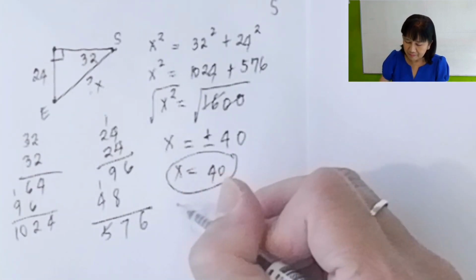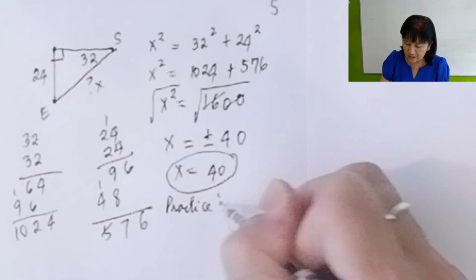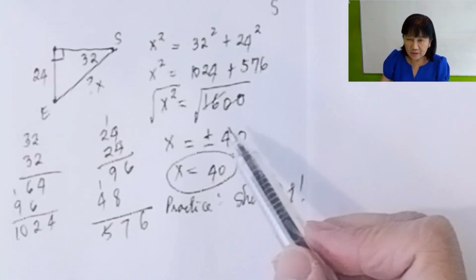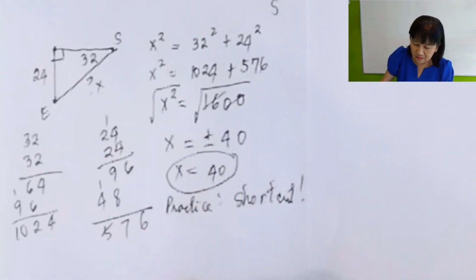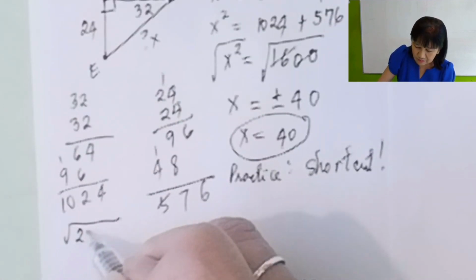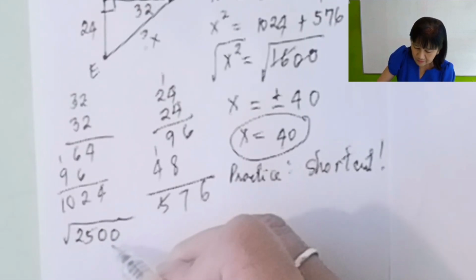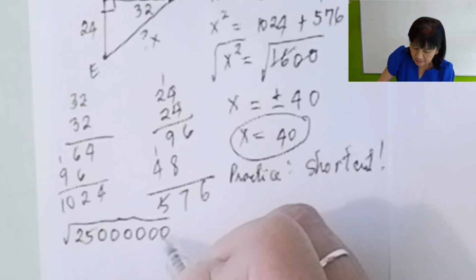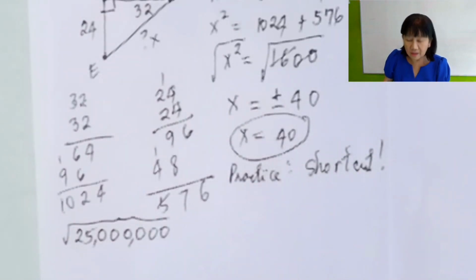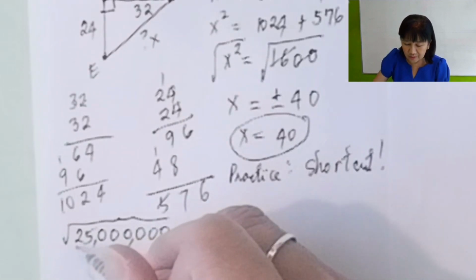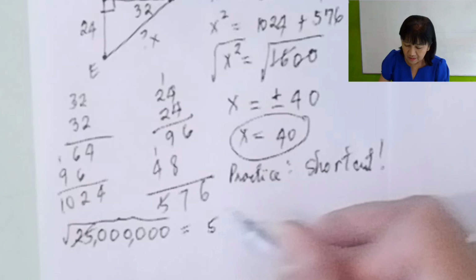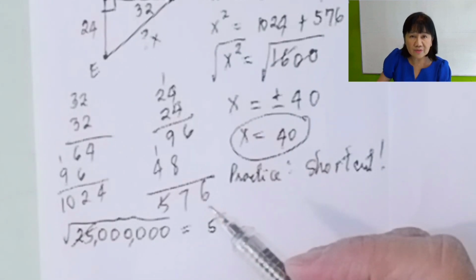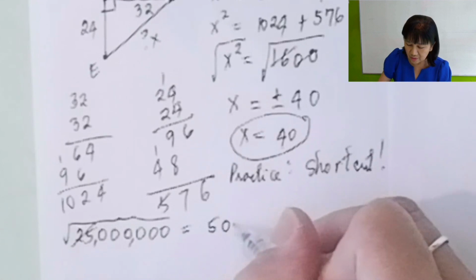Now, let me just teach you shortcuts here, and let's apply them to practice. If you're taking the square root of a large number, let's say you're taking the square root of 25 million, all you have to do is to take the square root of 25, that is 5, and then count the number of zeros, 1, 2, 3, 4, 5, 6. Divide the number of zeros by 2, 6 divided by 2 is 3, you will have 3 zeros here.